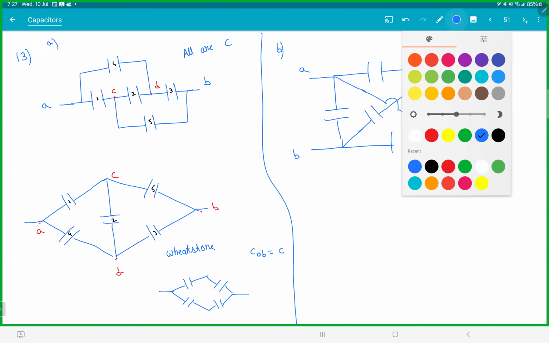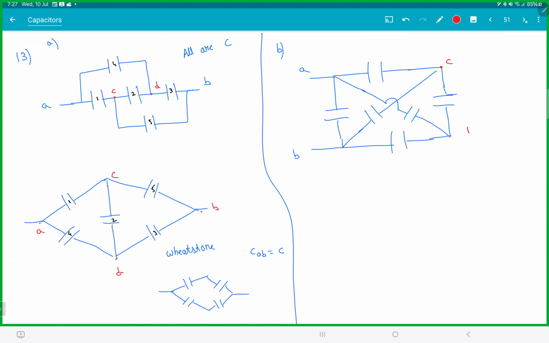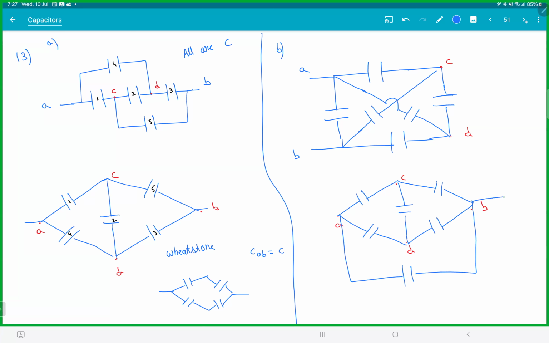What about this one? Again, same story. Let this be C, let this be D. So A, C, D, and B. You will notice there is one capacitor here, here, here, here, and here. On top of it, there is one capacitor outside between A and B. So this is a Wheatstone bridge with a capacitor in parallel. When you draw, make sure the capacitors are not crossing over each other. So this CAB will be 2C. This is also Wheatstone. You can remove the middle one.